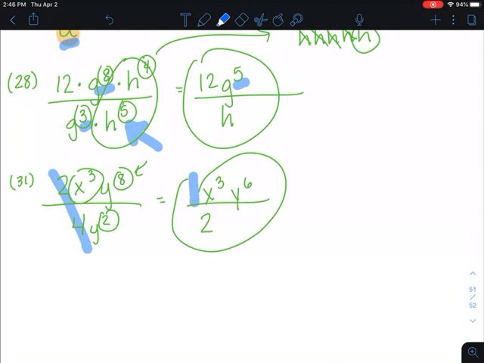And then here we simplified 2/4 as 1/2. There's an invisible 1 there, but we don't need it for variables. So we kept our x cubed because there's no other x's, and we simplified the y's by subtracting 8 minus 2 is 6. Alright, I hope that helps.